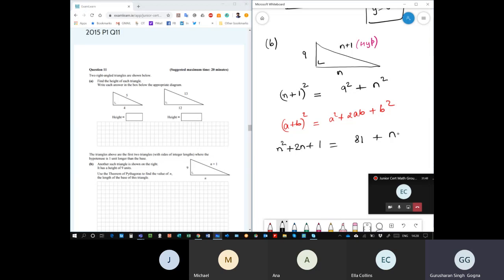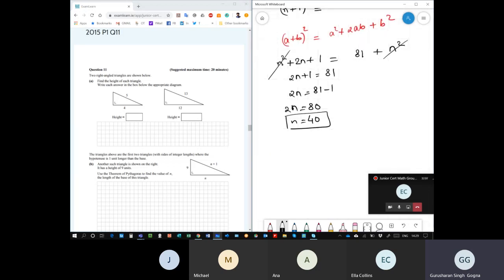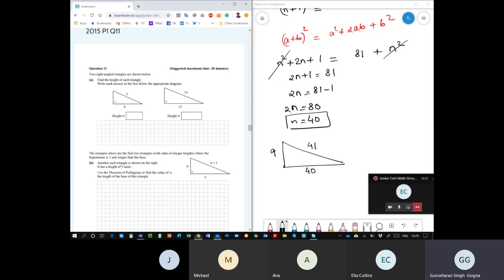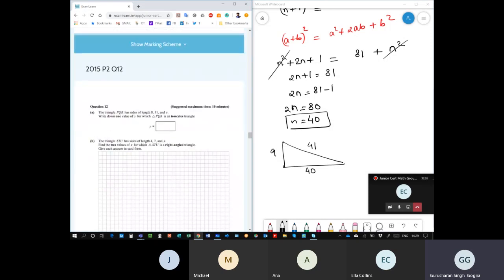9 square is 81, and n square. So n square is gone, because it is on the left side and on the right hand side. So 2n plus 1 equals 81. 2n equals 81 minus 1, so 2n equals 80. You need to divide by 2, so n equals 40. So what does it mean? It means that in this triangle, this is 9, this should be 40, and this should be 41. Okay, so that was the question.